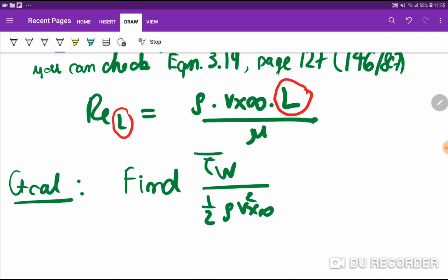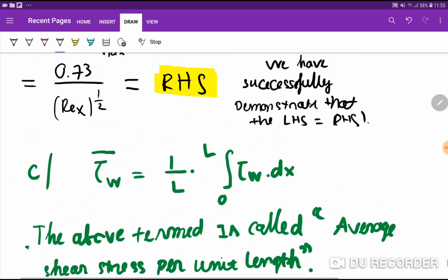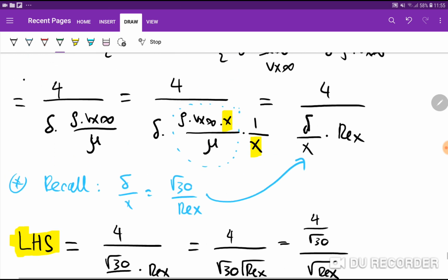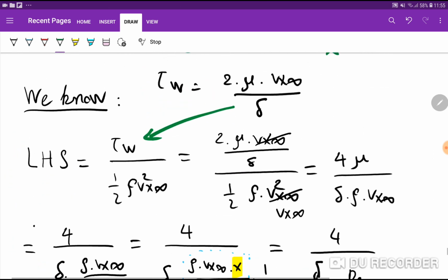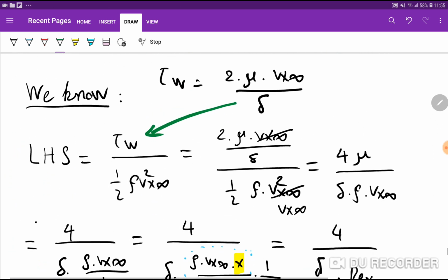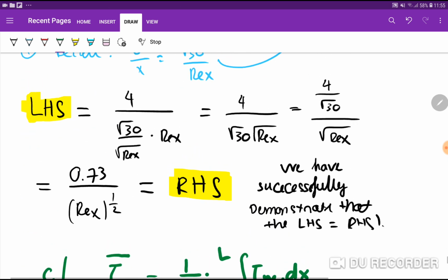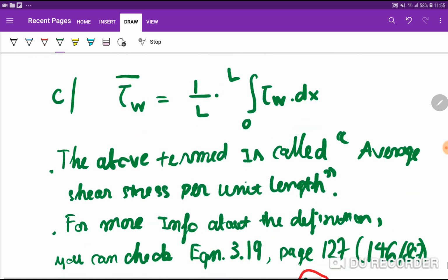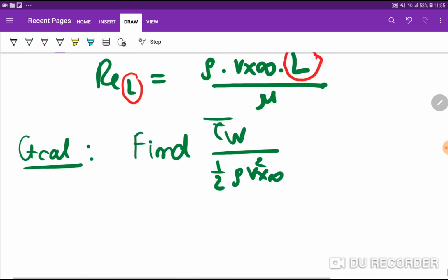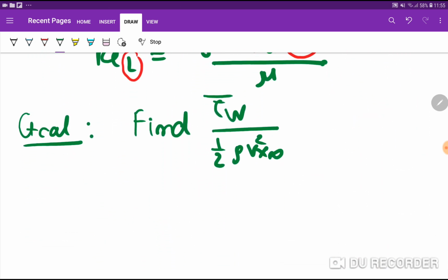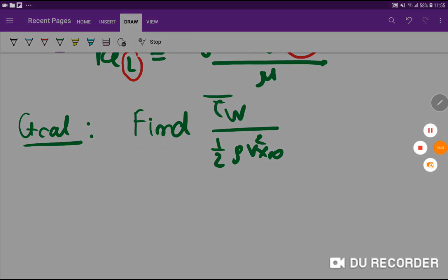In part B, we found the shear stress. We have demonstrated that the shear stress over 1/2 rho vx infinity squared is actually a function of Reynolds number. It's equal to 0.73 over the square root of Reynolds number. Let's see if we can do the same thing for the average shear stress, and we can arrive at something very, very nice. I'll continue doing that in the next video.